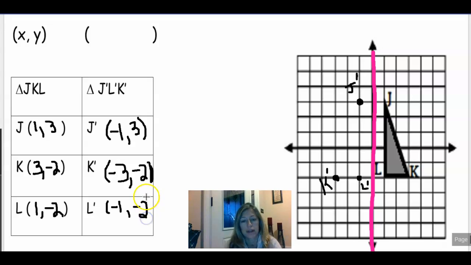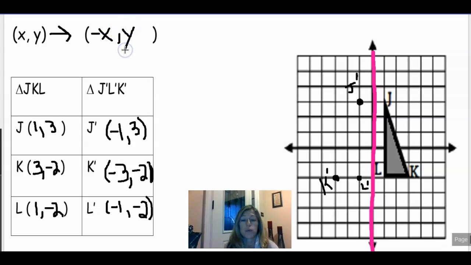All right, let's look for our rule. The only thing that changed this time was the x. So let's draw a little line, arrow notation. So the x's became negative this time. The y stayed the same. So one way to remember it is if we're reflecting over the x, the y changes. If we're reflecting over the y, the x changes.